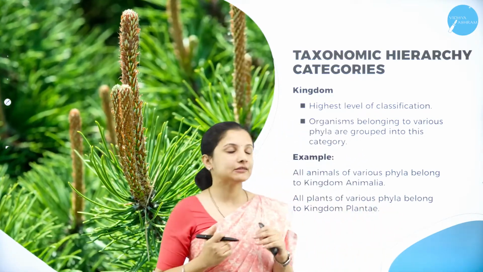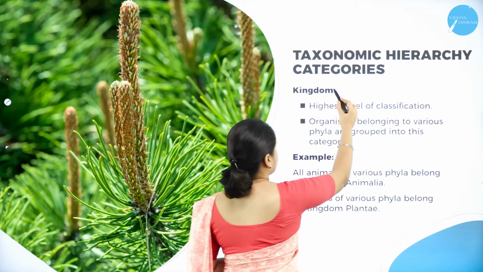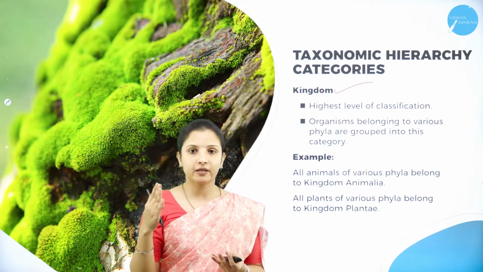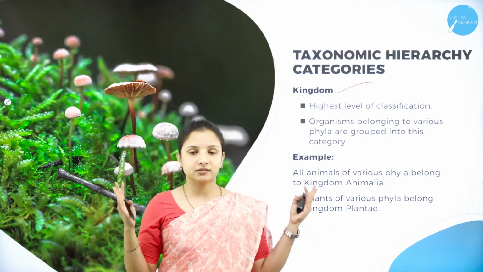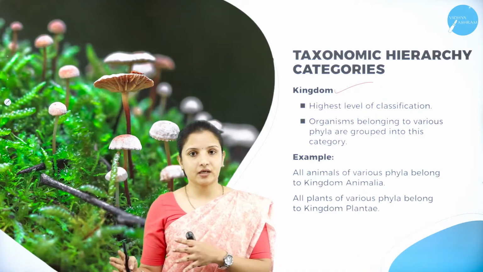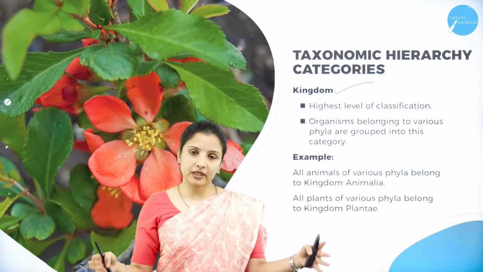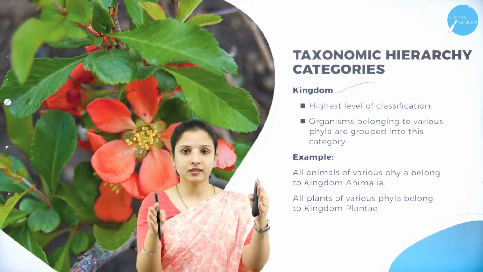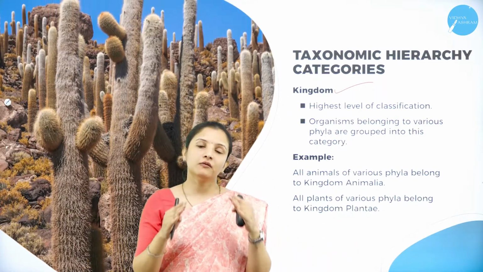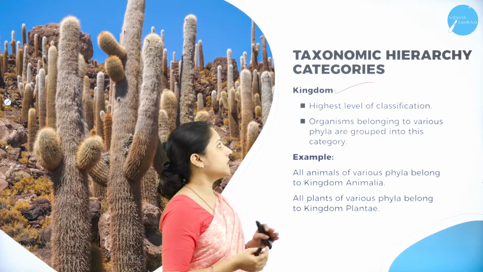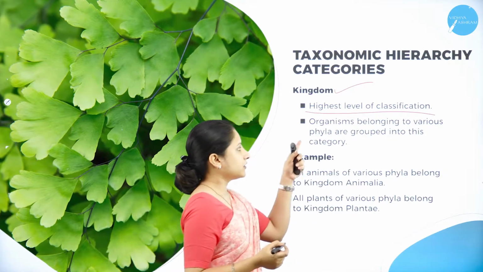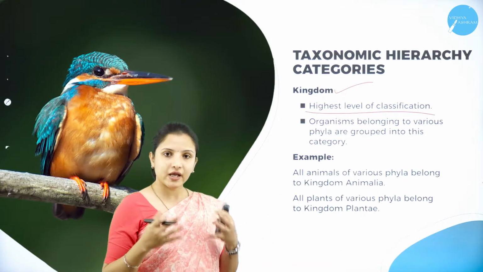So first, we shall study the kingdom. Kingdom is the highest level of classification. Why? Because it is very vast. In the kingdom, you have Animalia and Plantae. So there again you will divide. Therefore, kingdom is very vast. Kingdom gets divided into different phyla. Kingdom is the highest level of classification, and the organisms belonging to various phyla are put under the kingdom.